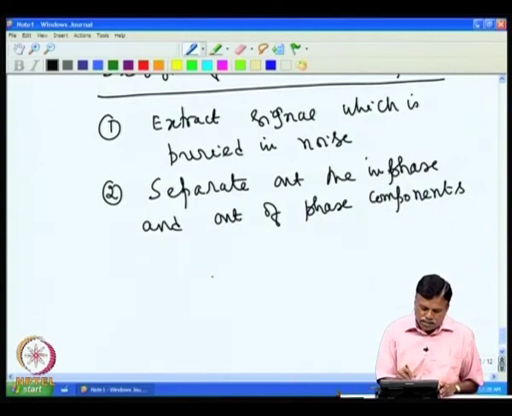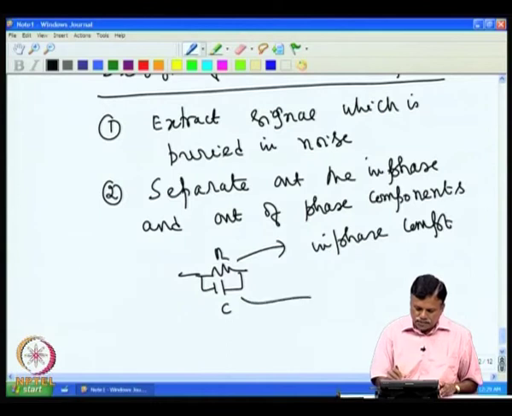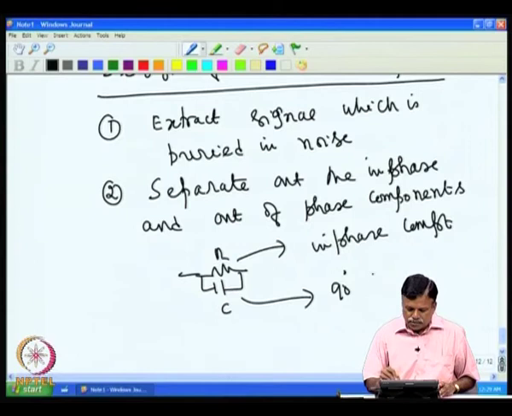For example, if I have a resistance and capacitor together, this gives you in phase component, and this is 90 degree out of phase component.